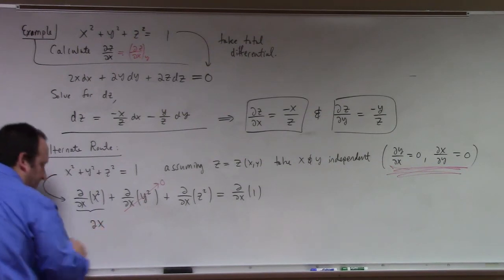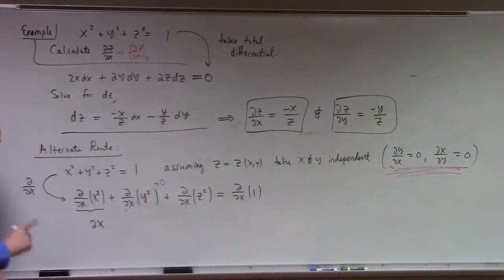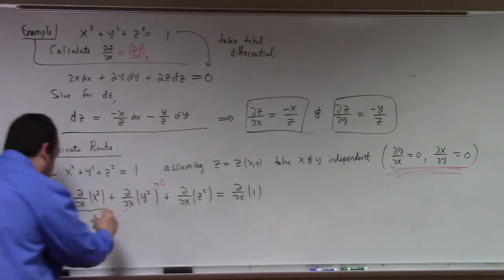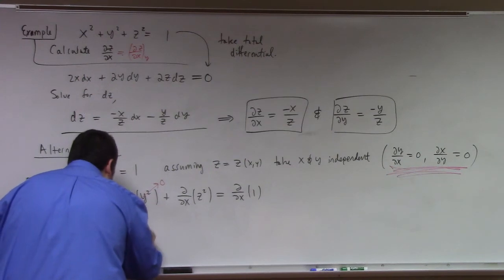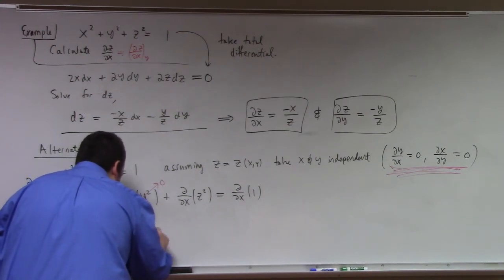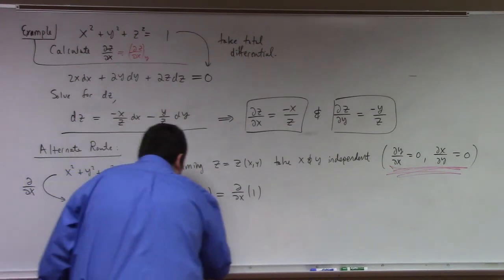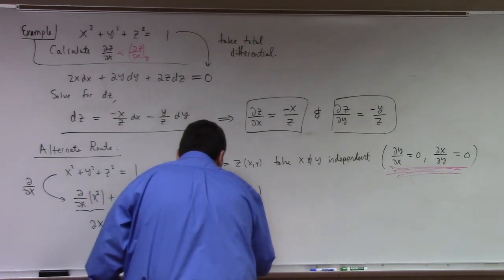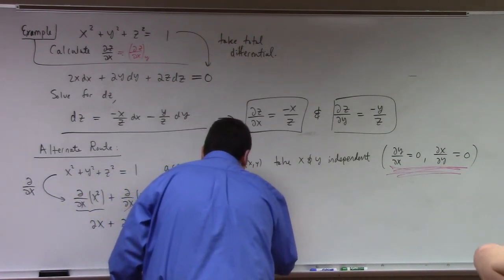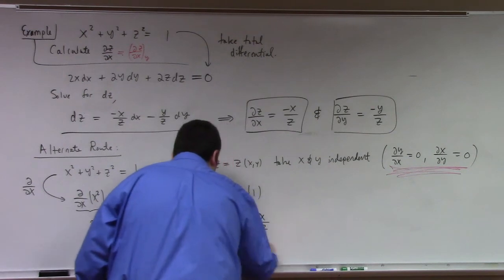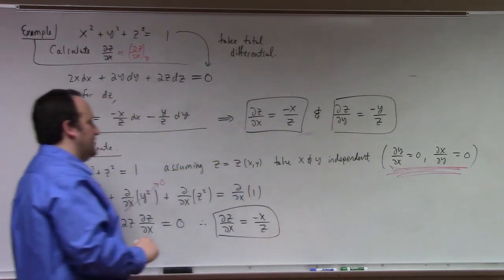2x, right? Now that's where you have to be careful. z is a function of x and y. The chain rule applies, right? So that's plus 2z partial z partial x. So therefore, solve for partial z partial x equals minus x over z. What do you know? We found the same answer.